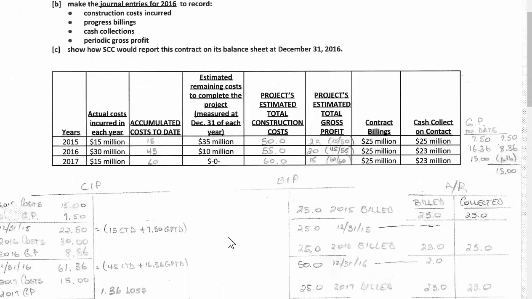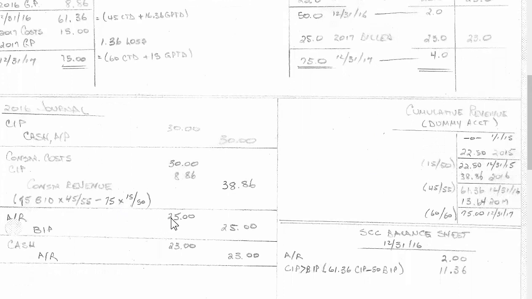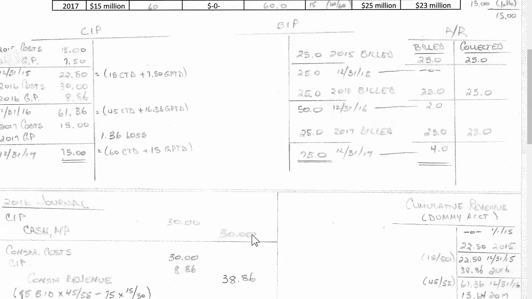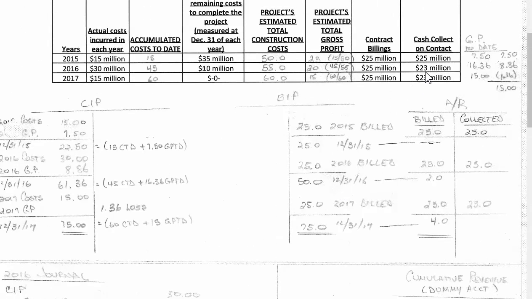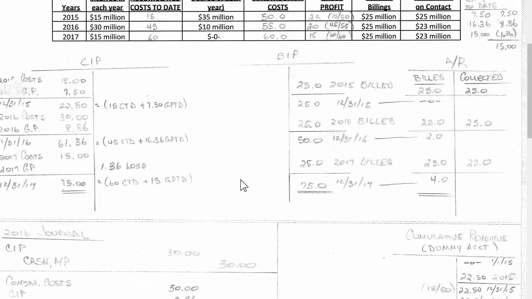The third journal entry that we would make would be for the amounts that would be billed. In this case, the billings were $25 million. So we would increase accounts receivable and credit, not revenue, but the unearned revenue of billings in progress, $25 million. Additionally, there were $23 million collected, so we would need to increase cash, debit cash $23 million, and reduce accounts receivable $23 million.